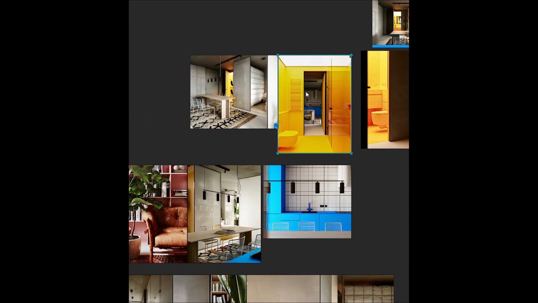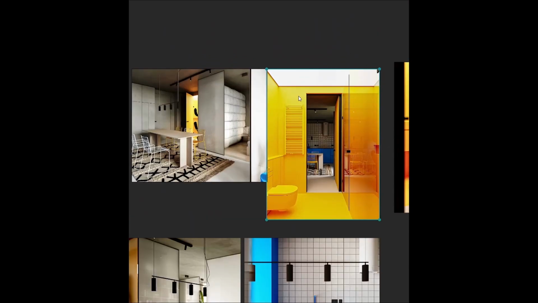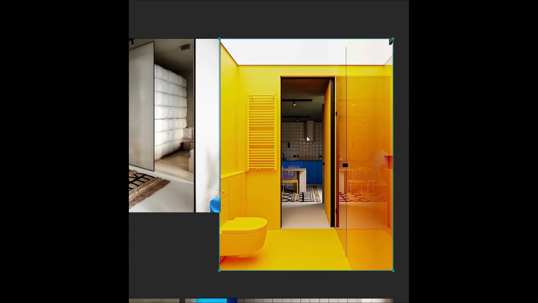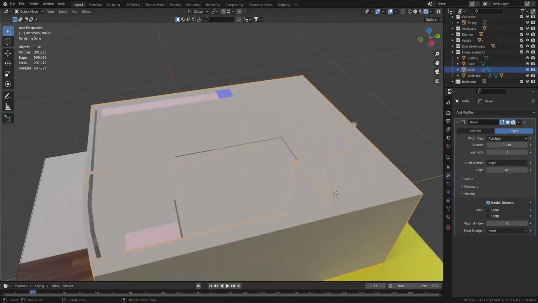I made something in the texturing, which is the ceiling emission. So as you see here in the references, we have an emission shader in the bathroom. So to add that, I need to return to Blender.